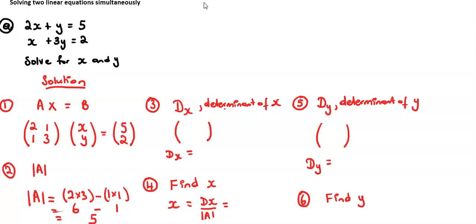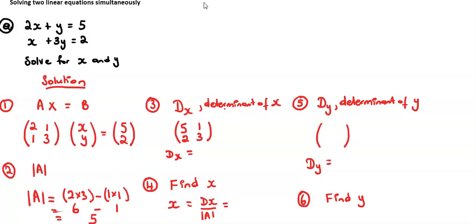Step number 3, we are finding the determinant of X. How do we do that? Well, what we do, guys, is replace our first column in matrix A with the matrix B. That is 5 and 2. And our second column in matrix A more or less remains the same, which is 1 and 3.